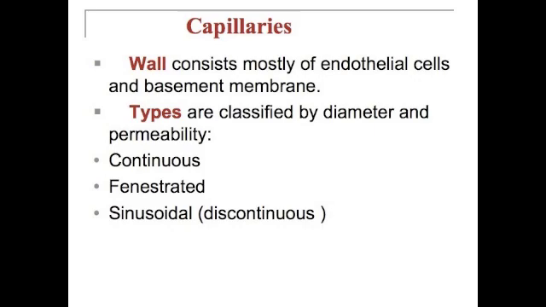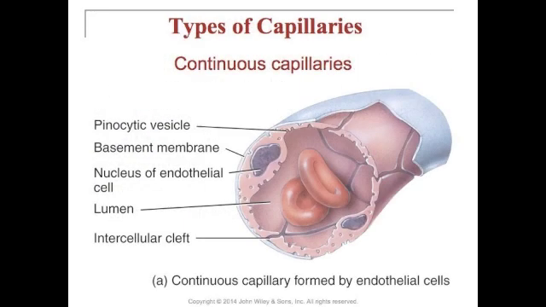The types of capillaries are classified by diameter and permeability. The three types are continuous, fenestrated, and sinusoidal, or discontinuous. So this is figure 21.4 on page 777. And this is a series of three slides that relate to this figure. So we see on this first slide, we're looking at what we call a continuous capillary.